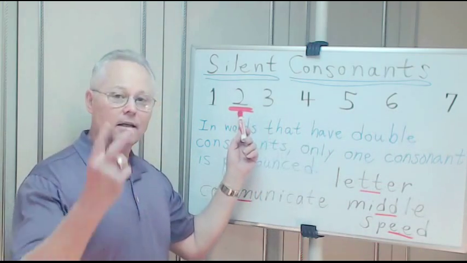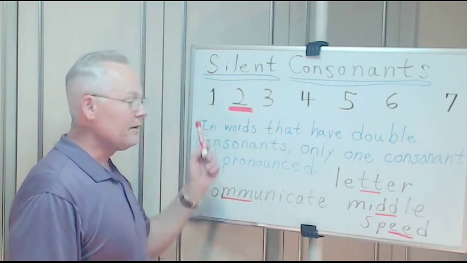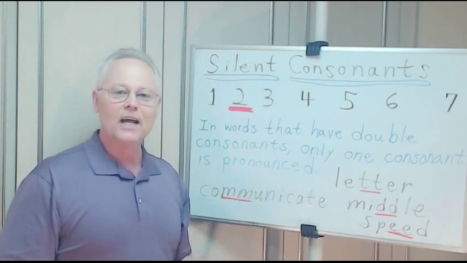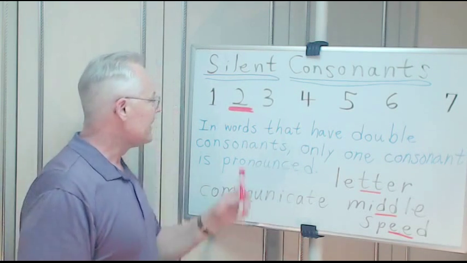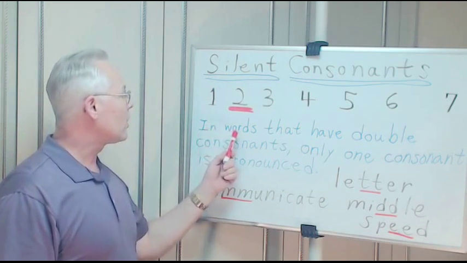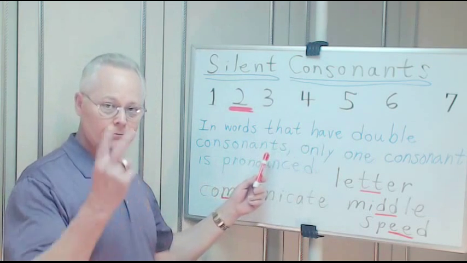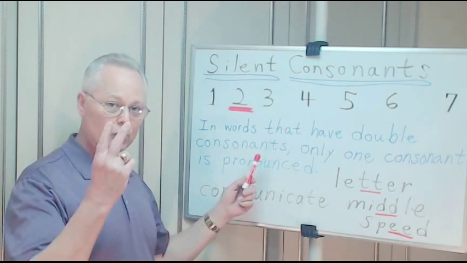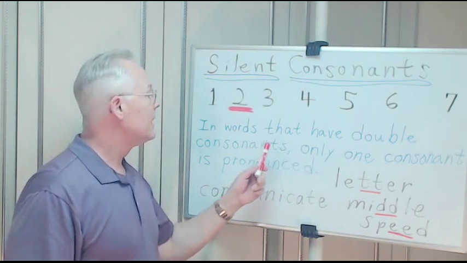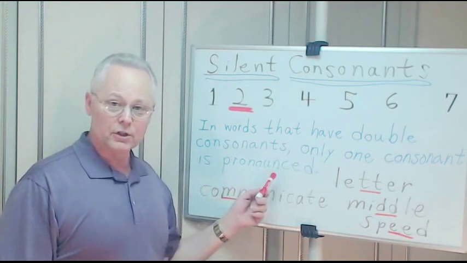We're on the second video regarding silent consonants. In the previous video, we talked about K-N, two consonants. K is silent when it comes before N. This one, the topic is words that have double consonants, two of the same, DD, MM, whatever, only one consonant is pronounced.